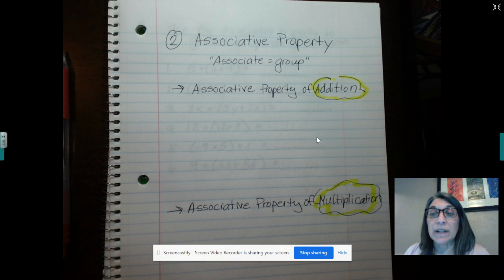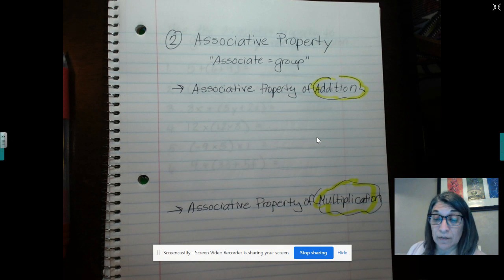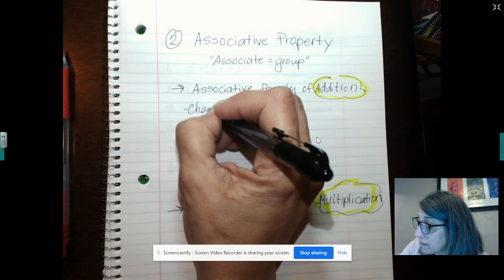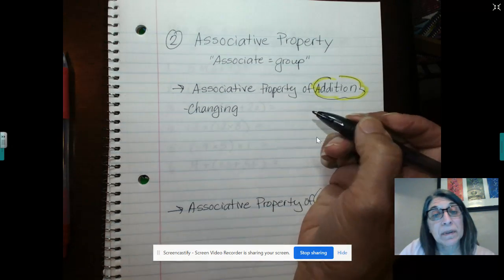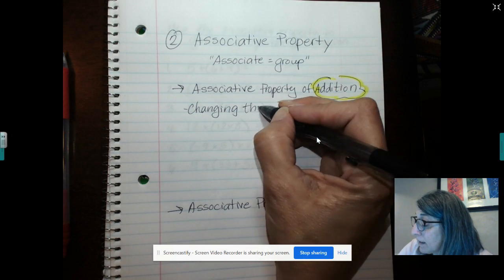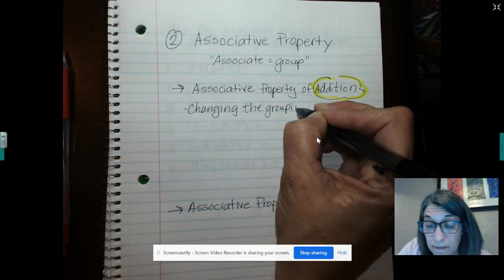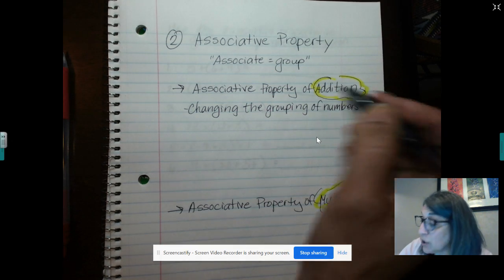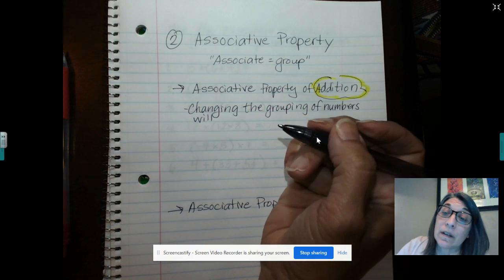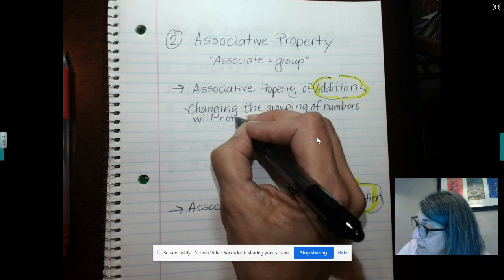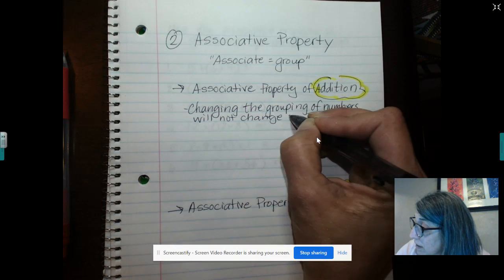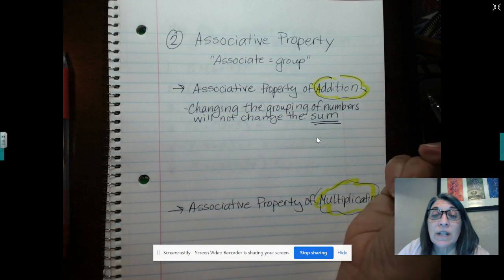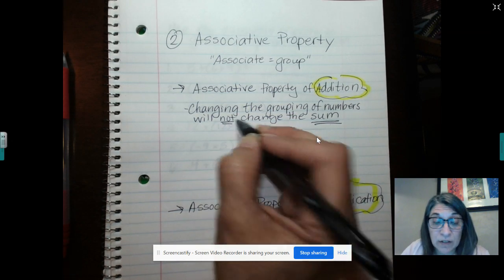Okay, so we're going to write a couple of definitions. For the associative property of addition, we're going to say that means that changing the grouping of numbers, what do you think I might write next? Will not change the sum. Very similar to the commutative property definition. Will not change the sum. Did I leave out a word? I do that a lot in school. Remember, addition is sum. Changing the grouping of numbers will not change the sum.